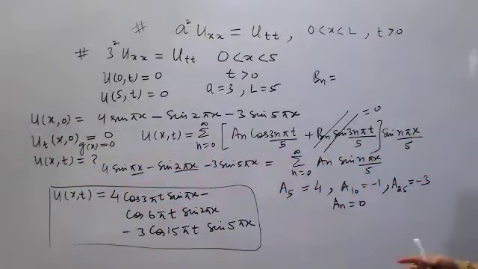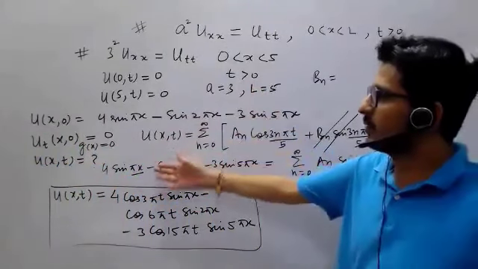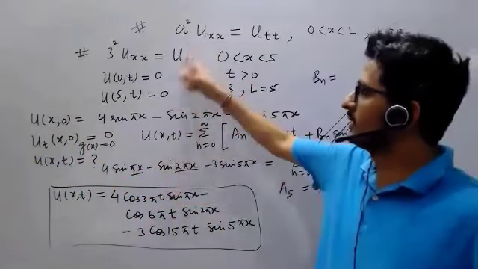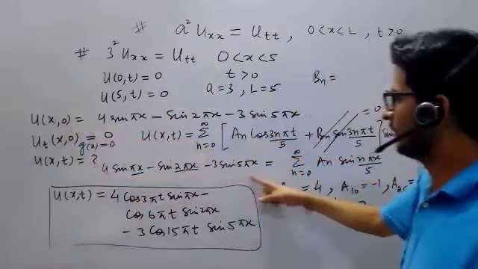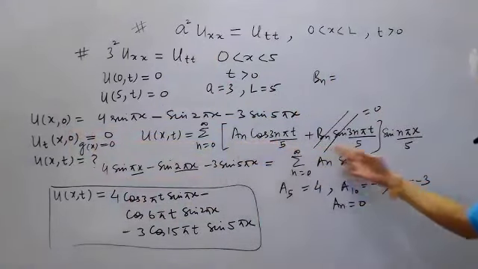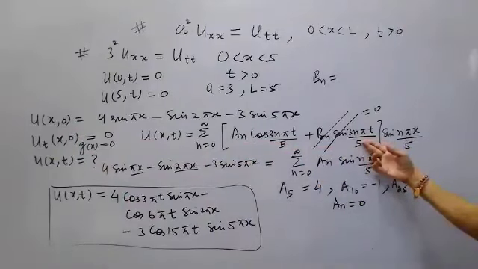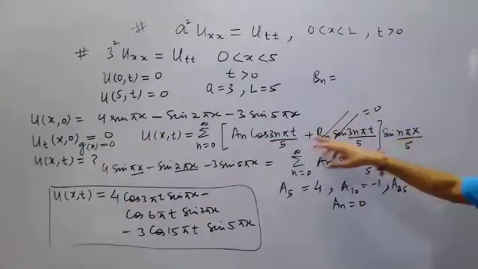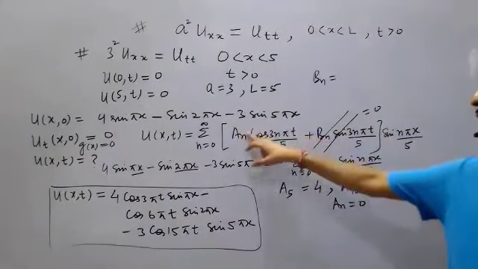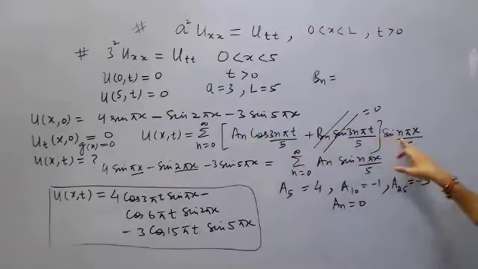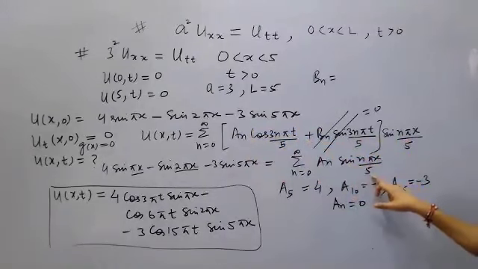So I have applied the boundary condition t is equal to 0. When t is equal to 0, it will become u(x, 0). I have written it like this, and on the right hand side I put t is equal to 0. This term will be gone anyway, so this term will become a_n, and this will become 1, multiplied by sin(n pi x by 5).